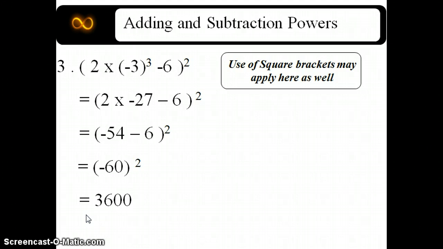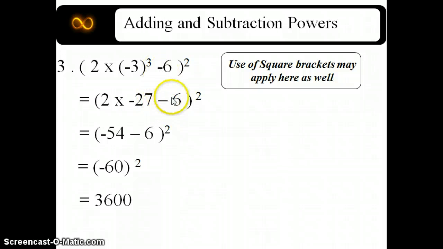And then we have one that's a little bit more complicated. We have brackets, we have more brackets, and then once everything in the brackets is done, we need to square it. So we'll deal with this first. BEDMAS says we deal with brackets first, and inside the brackets we have to deal with exponents next. So this is going to be 2 multiplied by negative 3 times negative 3, which is positive 9, and another negative 3, which is negative 27.